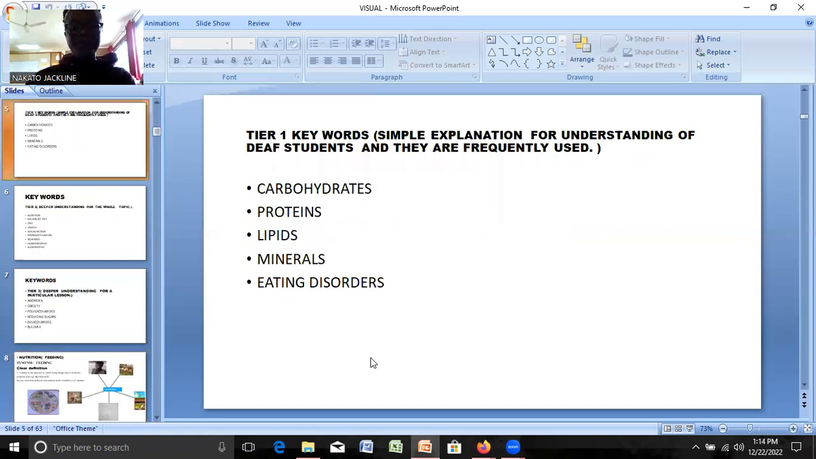So we have different tiers in those keywords. So you have the tier 1 keywords. These keywords need simpler explanation for the understanding of deaf learners, and these are frequently used during the teaching of the given topic. And these are carbohydrates, proteins, lipids, minerals, eating disorders.